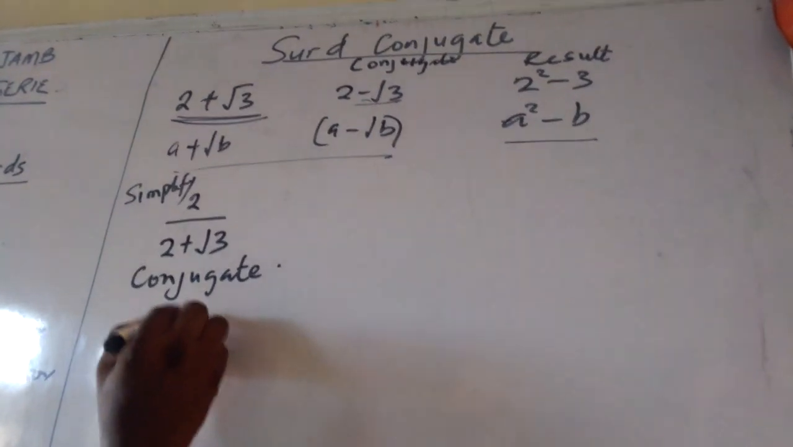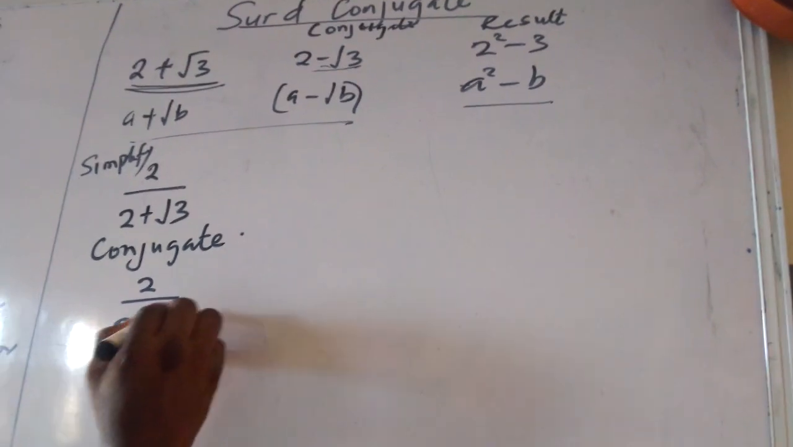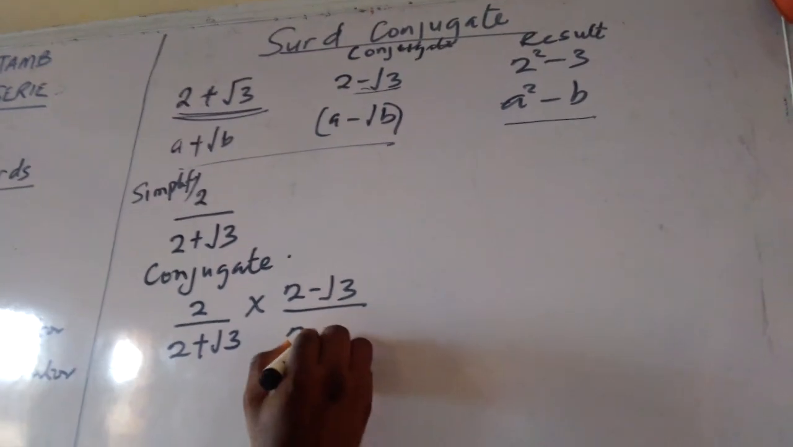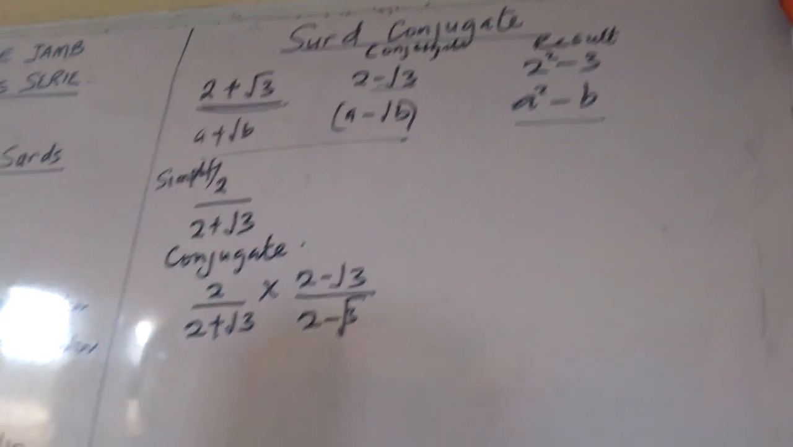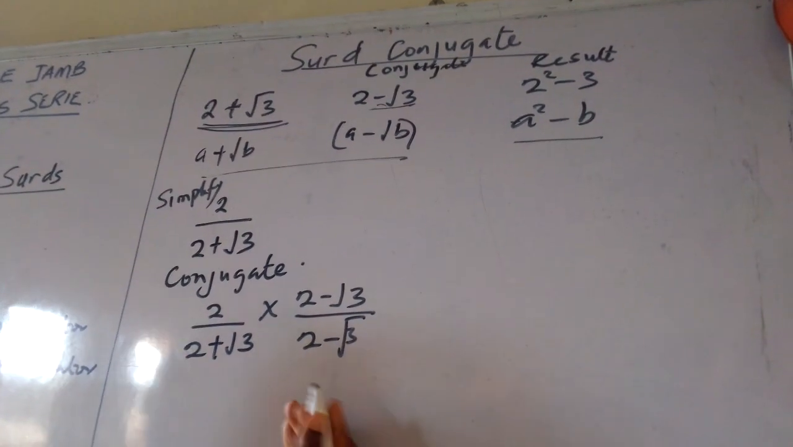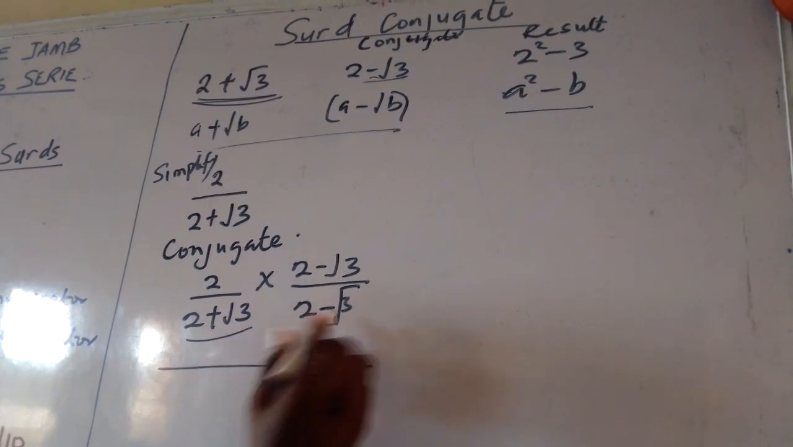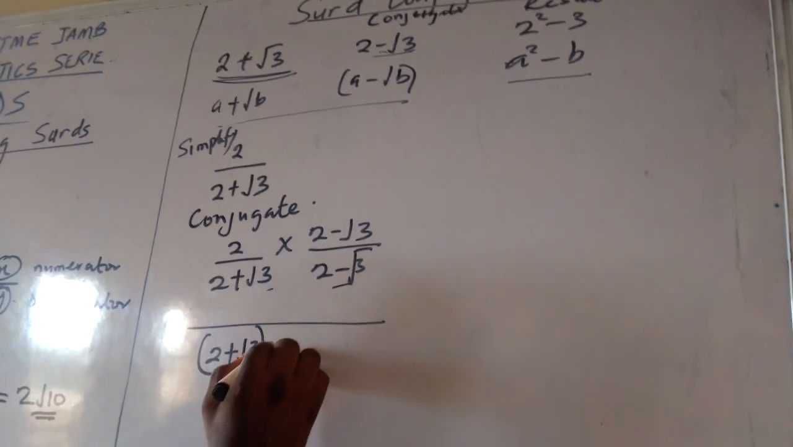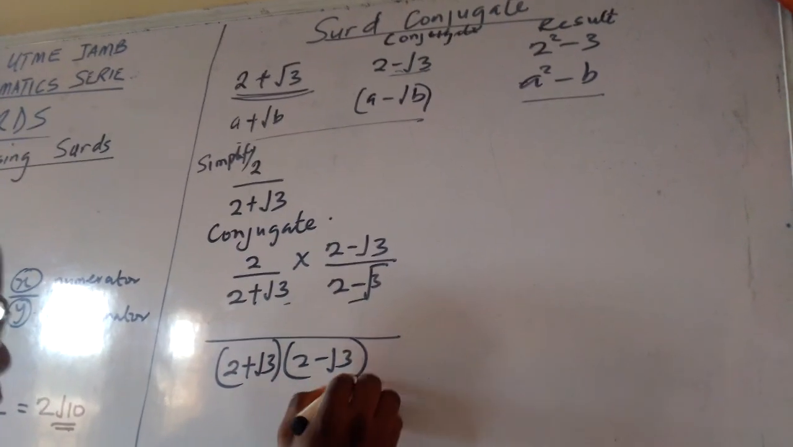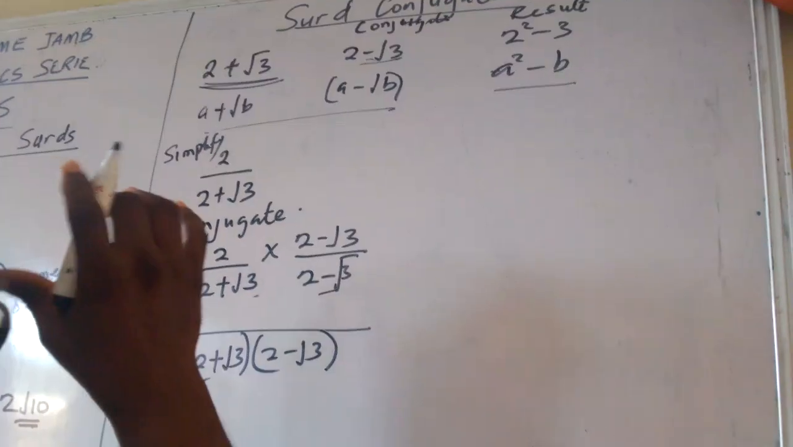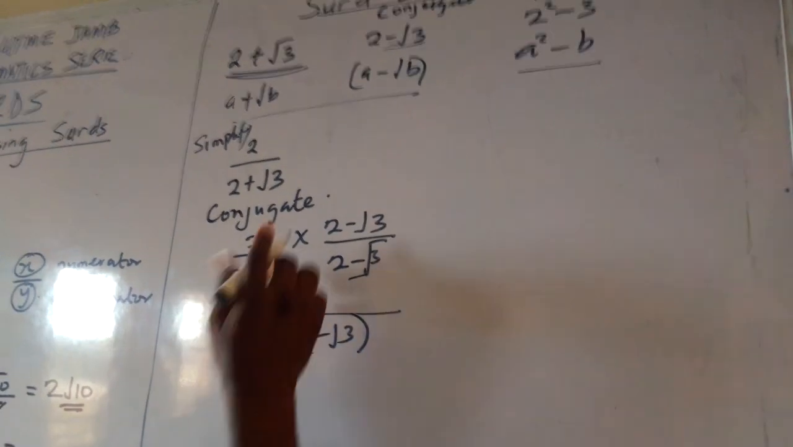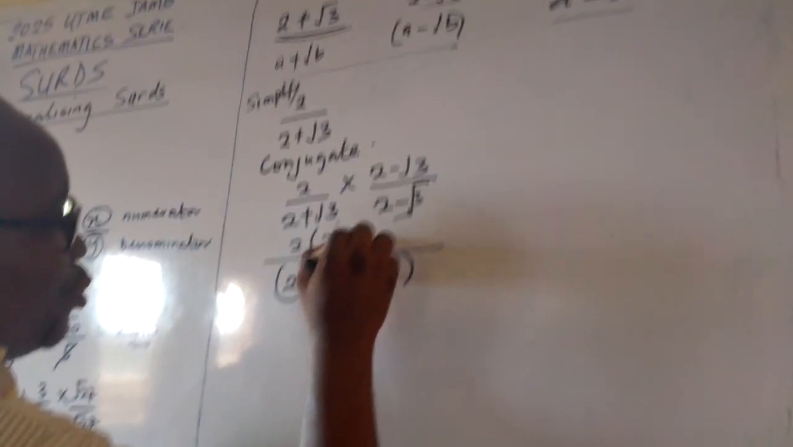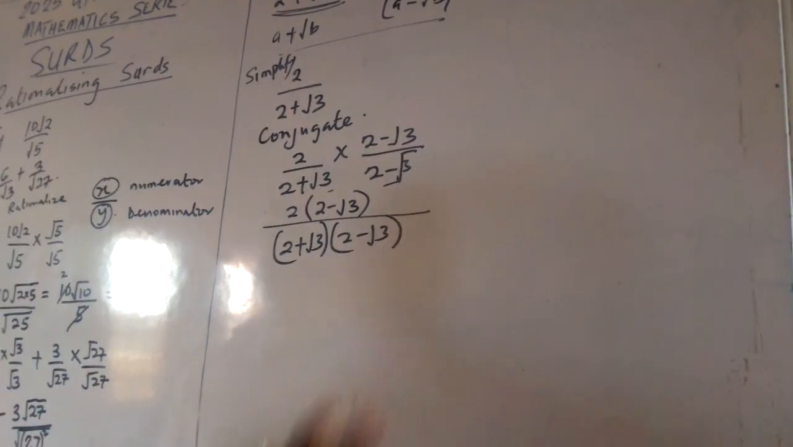So I will now have 2 all over 2 plus root 3 multiplied by 2 minus root 3, which is the conjugate, all over 2 minus root 3. Are you there now? Okay, what is happening here? It means I must expand this and this like difference of two squares. So I have 2 plus root 3, bracket close, 2 minus root 3, bracket close. Now, this one, I will use this to multiply everything here, 2 minus root 3. Is that clear now?